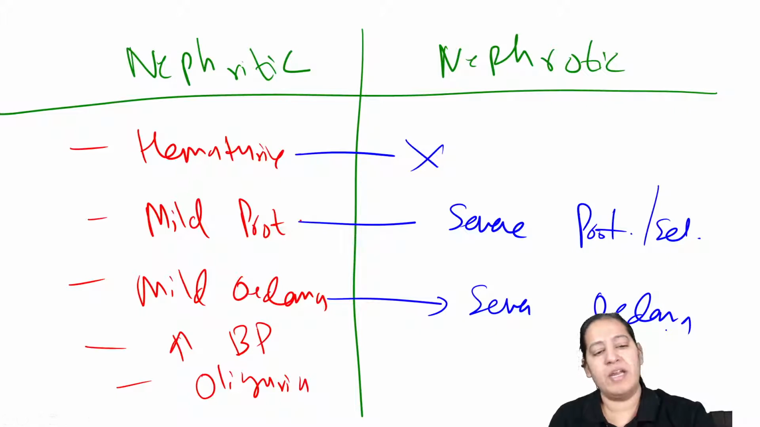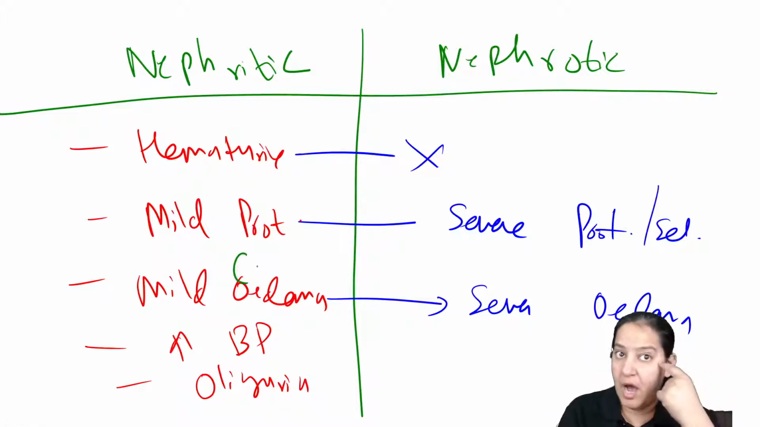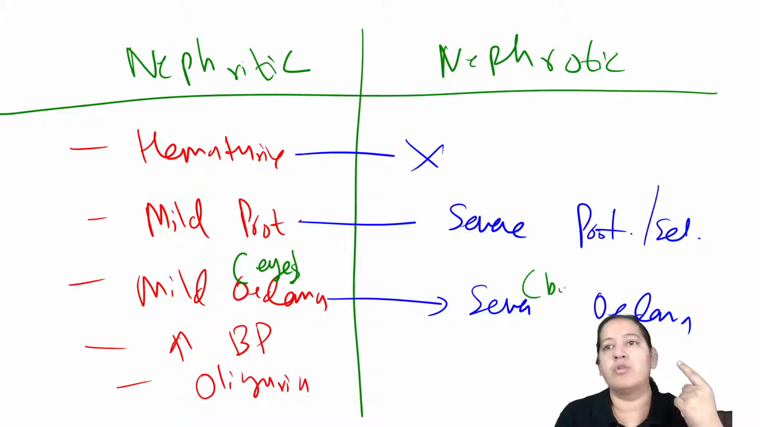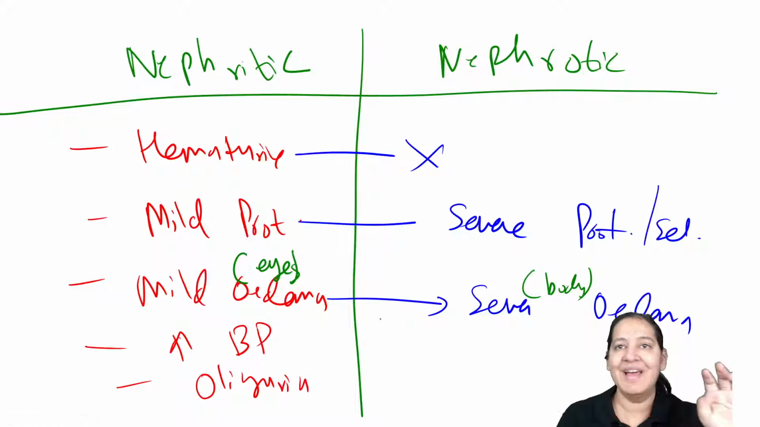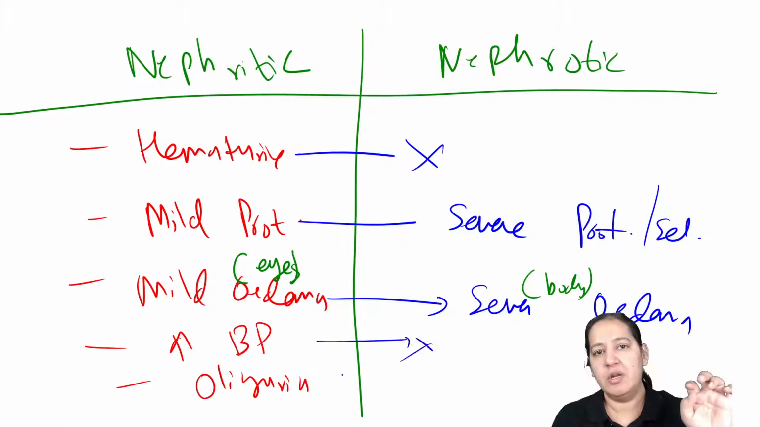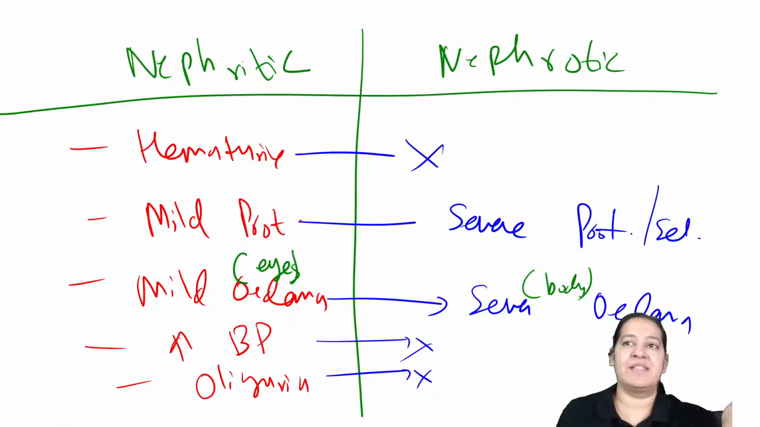If you talk about edema, in nephritic syndrome edema occurs only around the eyes, periorbital edema. Here, edema occurs throughout the body. It is severe and throughout the body. I have told you the reason also, right? And there is no hypertension, no oliguria, but the other 3 findings are there.